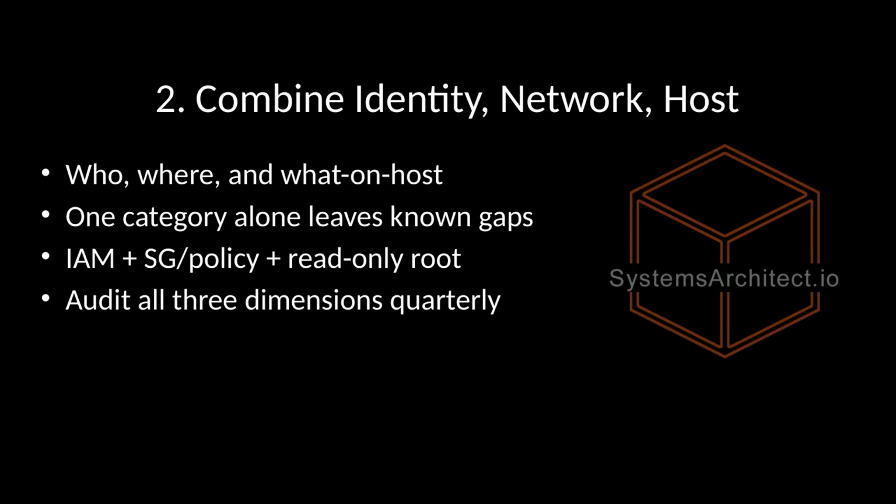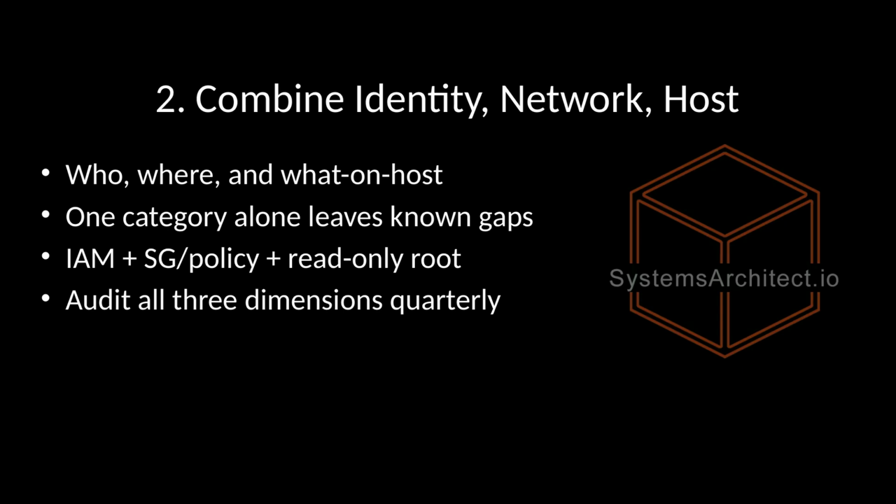IMDS v2 is Instance Metadata Service version 2, a hardened method for cloud instances to retrieve their metadata securely. ECS refers to Elastic Container Service, AWS's managed service for running containers. EKS is Elastic Kubernetes Service, AWS's managed Kubernetes offering. On Azure, use Managed Identities, NSGs, Policy for Host Config, and on AKS, Workload Identity with Calico and Pod Security Standards.